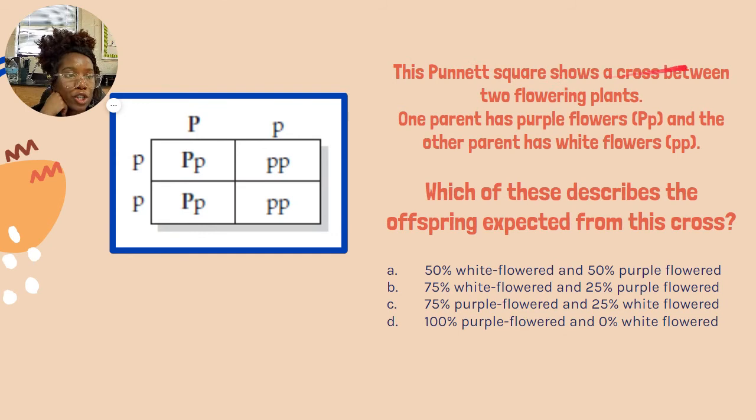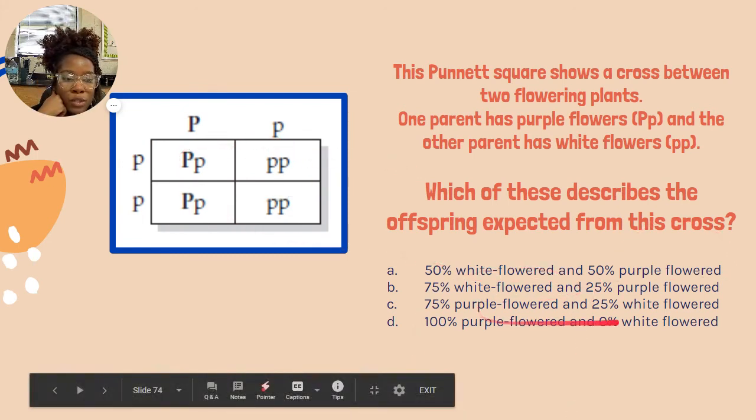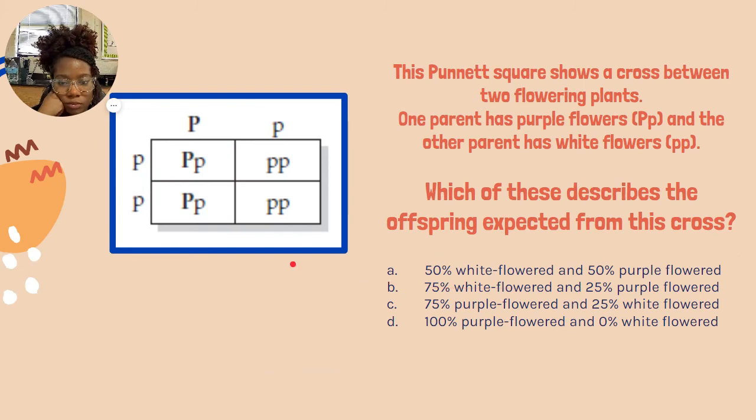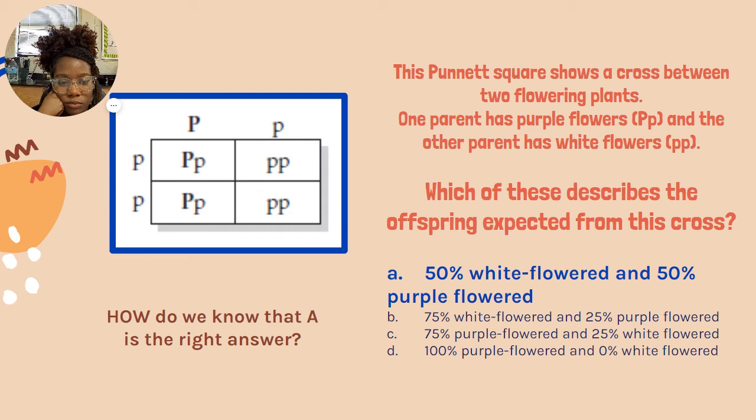Okay, this Punnett square shows a cross between two flowering plants. One parent has purple flowers, and the other parent has white flowers. Which of these describes the offspring that are expected from this cross? So look at the offspring. Which of these ratios matches? So how would we know that A is the right answer?